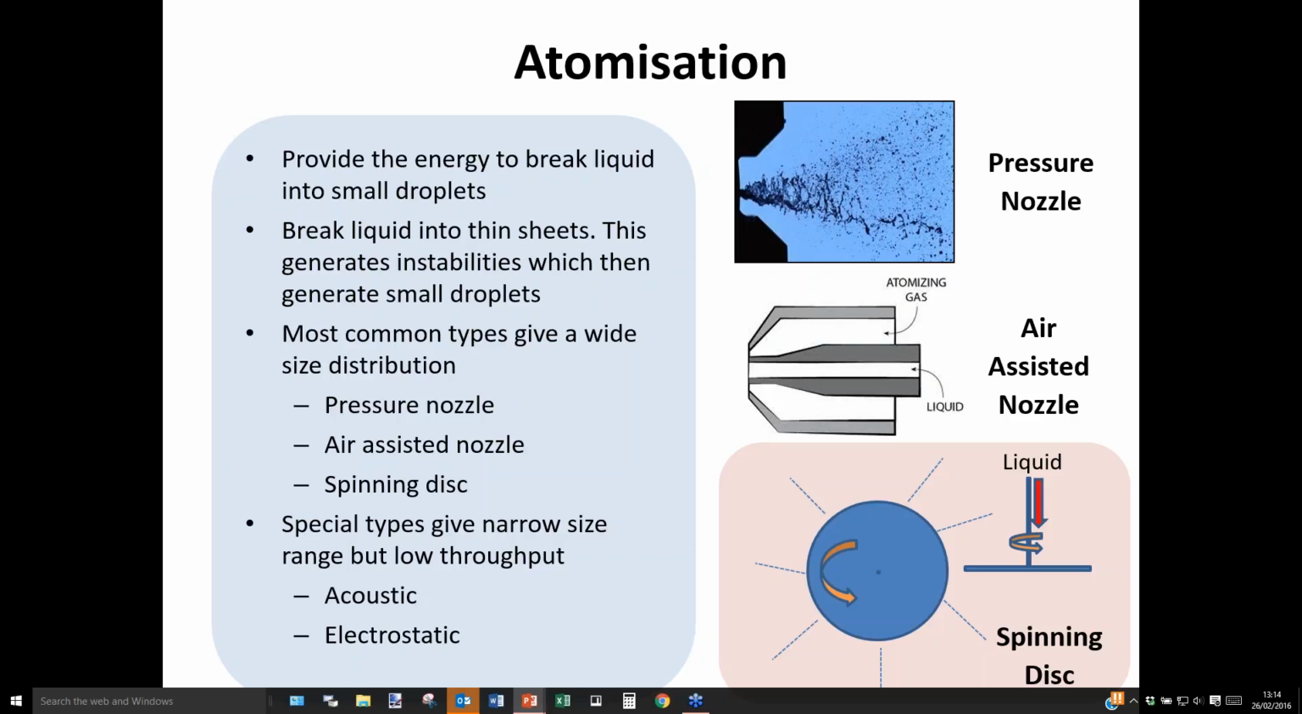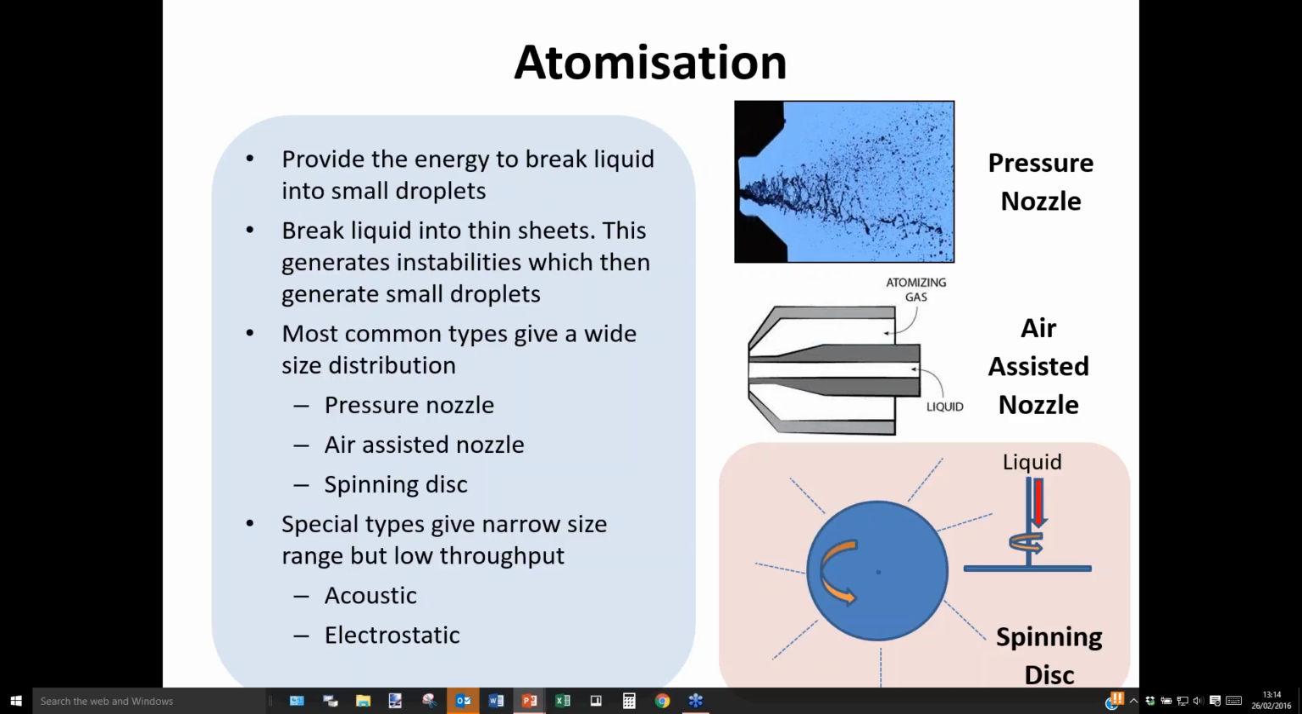Whilst there is some control on the size of the droplets, you get a wide variation around the mean, since the breakup of the film is random. And you can see here there are three basic types: the pressure nozzle, the air-assisted pressure nozzle, where the energy for atomizing comes from pressurized air, and then there's the centrifugal motion of the spinning disc.